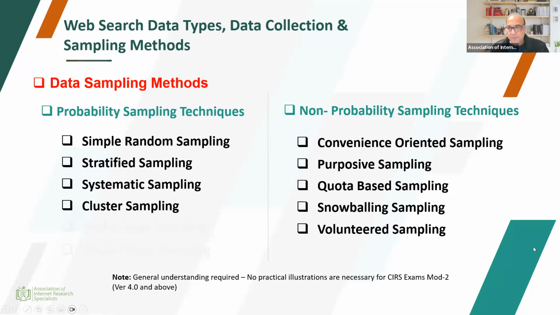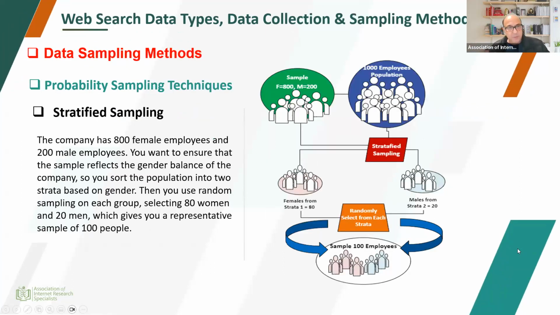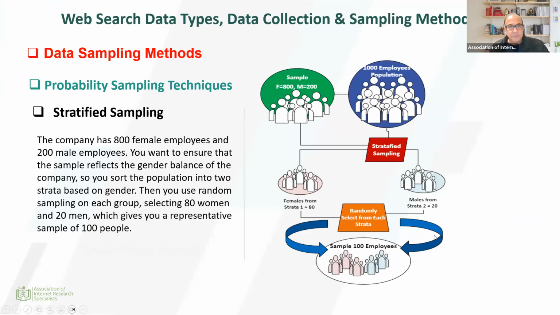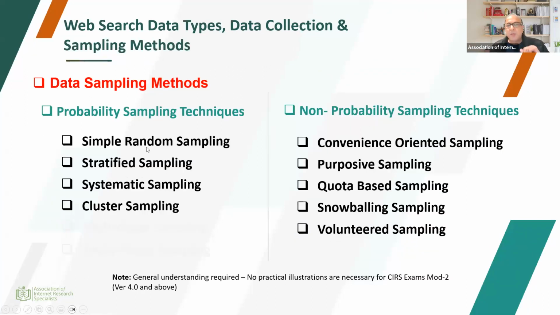Even before I get to stratified sampling, let me just explain what simple random sampling is. Supposing you have a coin that you want to flip, and the coin has two sides. The chances of heads or tails landing on the ground depend on probability, on which side is going to show. That is simple random sampling.